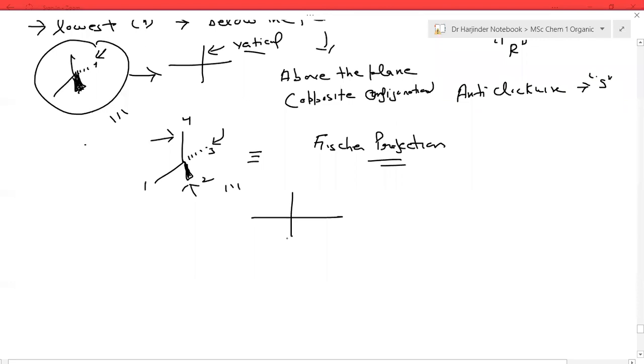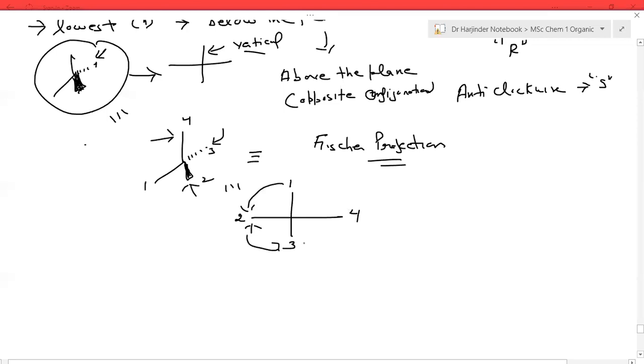The dotted line group, present below the plane, is placed at the bottom of the vertical line. So I will put 3 over here, and the remaining groups are placed as such, as they are present in the flying wedge. So what should I write over here? 2. Here 1. Here 4. Now look for the 1, 2, 3 sequence.